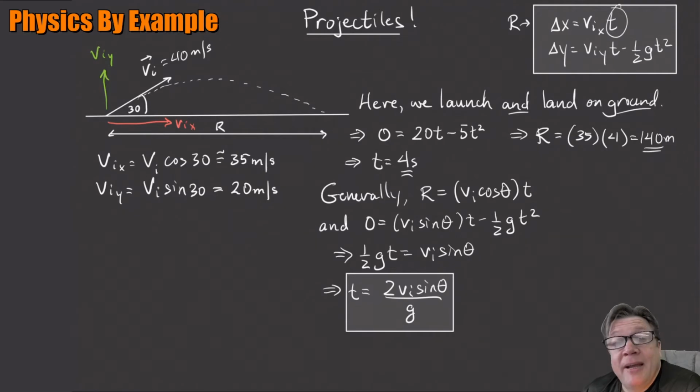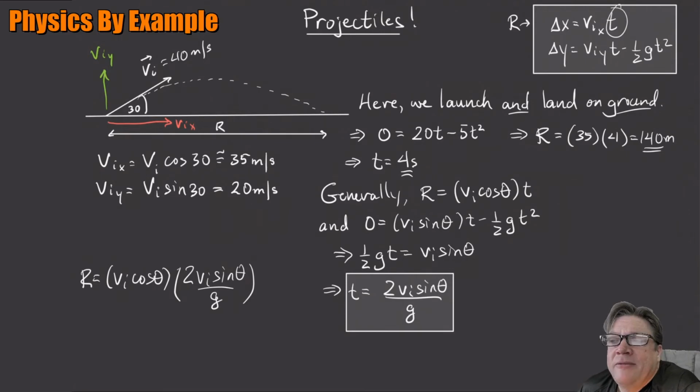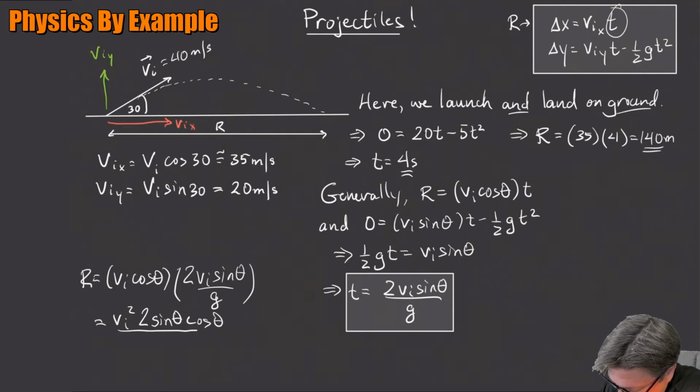Well, then I can plug that back in to find r in general, right? So this means that r, sorry, I'm sort of working backwards on the screen just to give myself more room. So r is going to be vi cosine theta times this t we just found, 2 vi sine theta over g. We can write that a little bit more simply. So this is going to be vi squared, let me write it suggestively, 2 sine theta cosine theta over g.